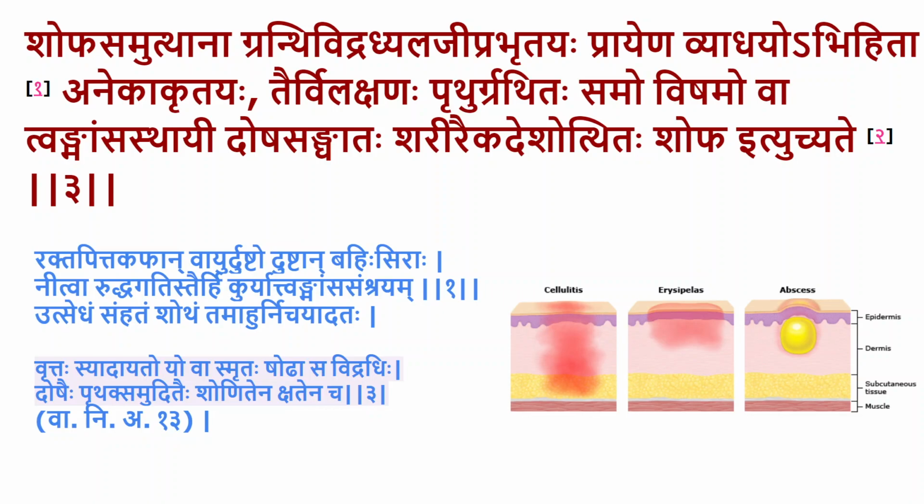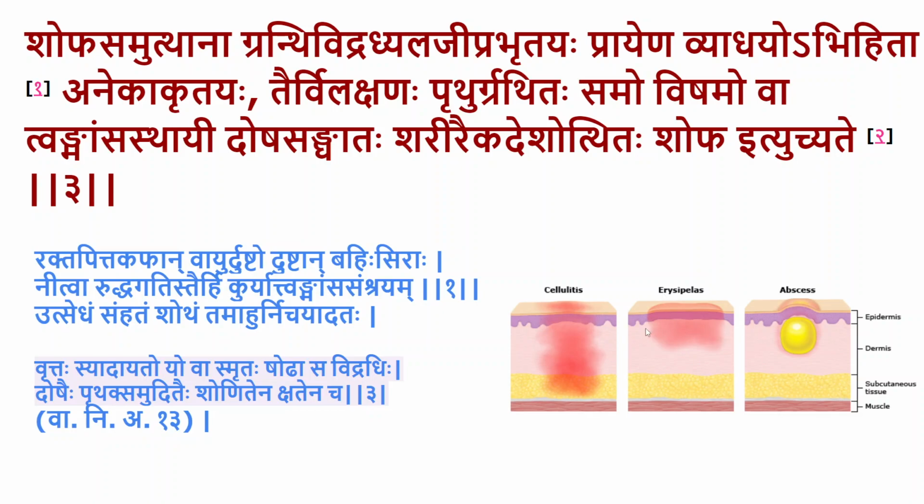So, Aneka Akritayah, Prithuh, where it's wide, Grathitah, the surface could be irregular, or Samo Vishamo, the surface could be either regular or irregular. Tvang mamsa sthayi, which is limited to the skin and superficial muscle area, that's considered as Shofa by Sushruta. This also is often named as Vrana Shofa by Sushruta. Now, these inflammatory swellings, we'll have more and more discussion of inflammation in due course of time.